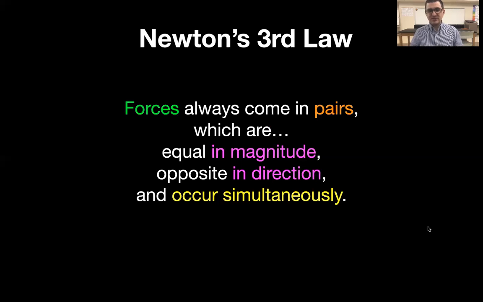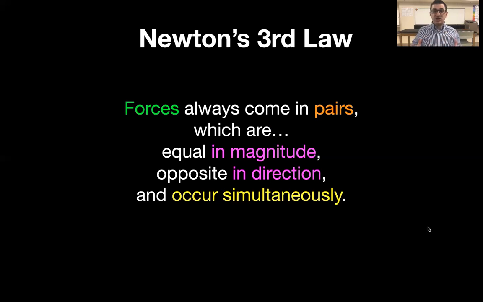So this is my big improvement: forces always come in pairs. That's just Newton's third law. We could stop by saying it there. Forces always come in pairs. And then everything else is just more clarification about those force pairs. Force pairs are equal in magnitude, they are opposite in direction, and they occur simultaneously. But the most important thing is that forces come in interaction force pairs that are inseparable. You cannot have one force without its force pair.